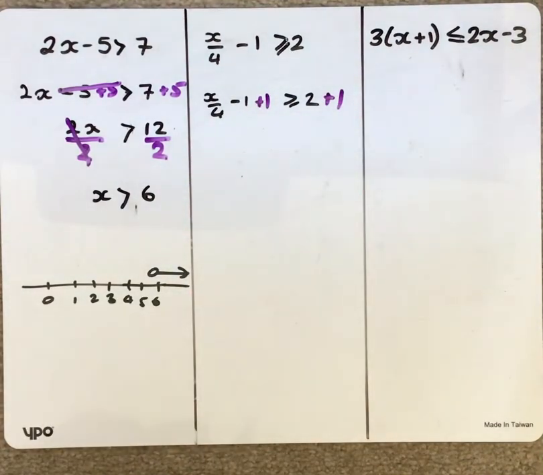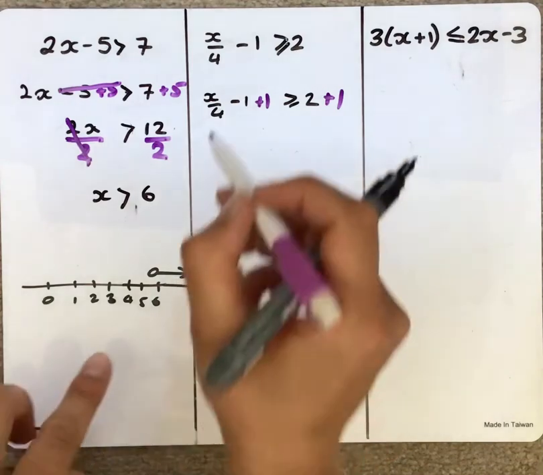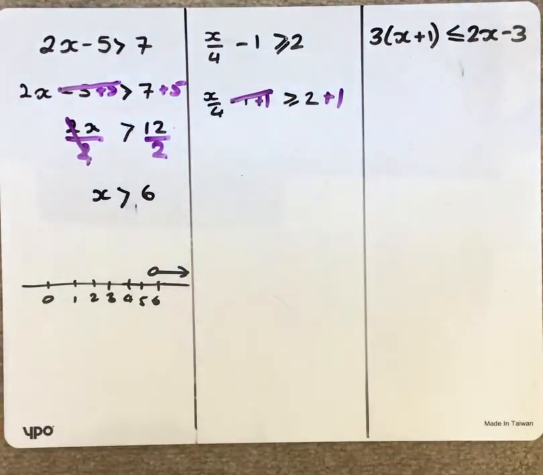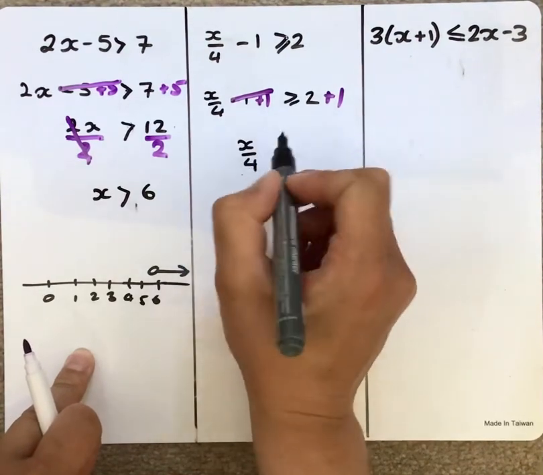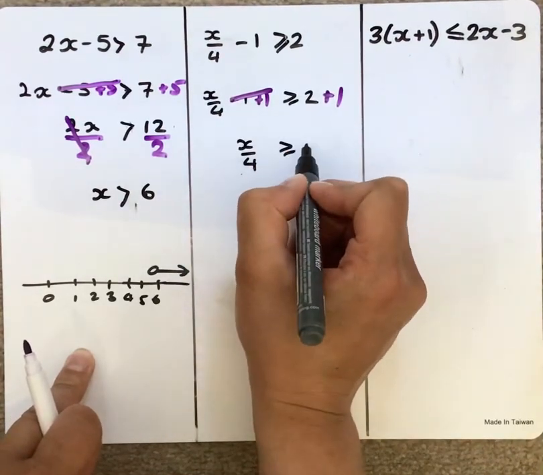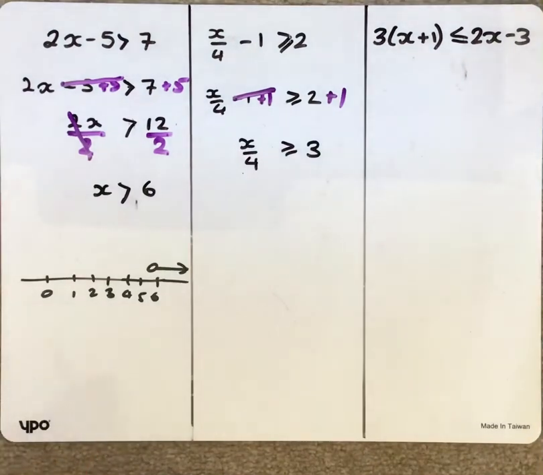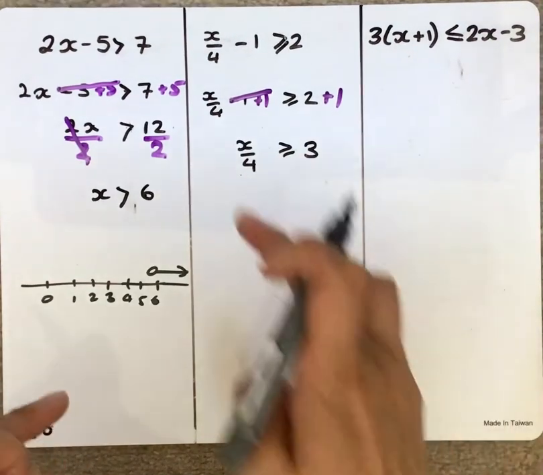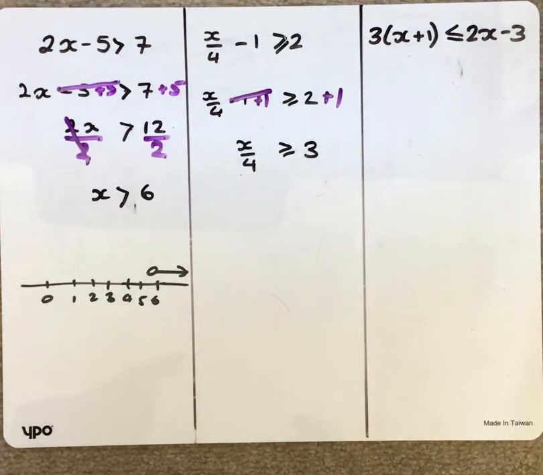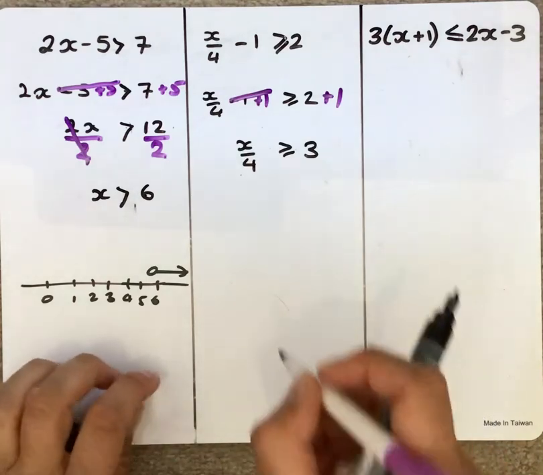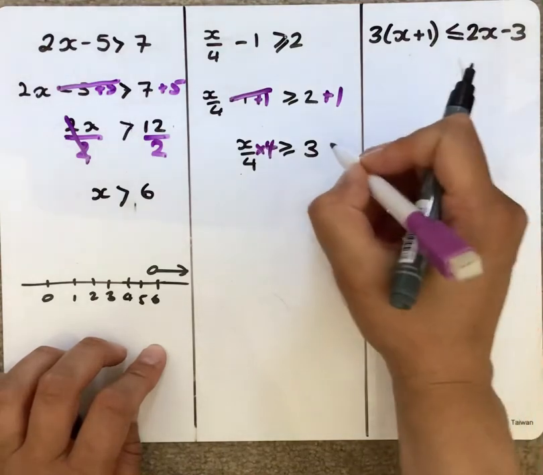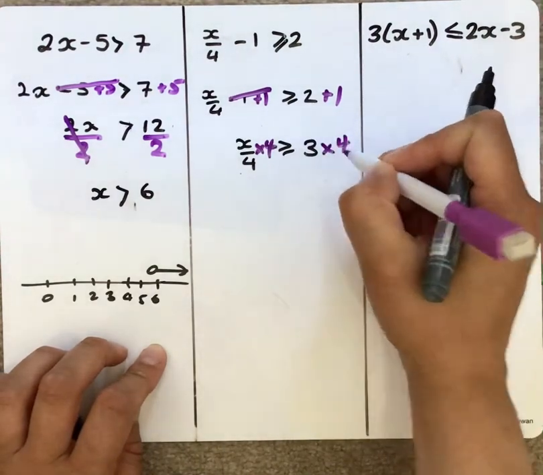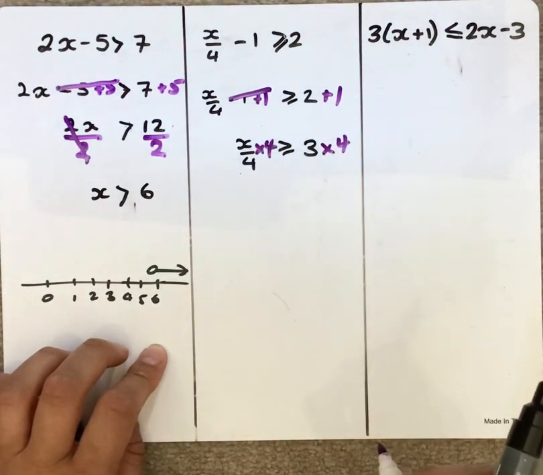So now I've added 1 to both sides. My plus 1 cancels out my minus 1, and I get x over 4 is greater than or equal to 3. Now I know what x divided by 4 is. To get rid of that divide by 4, I need to do the inverse, which is times by 4. And remember to do the same thing to both sides.